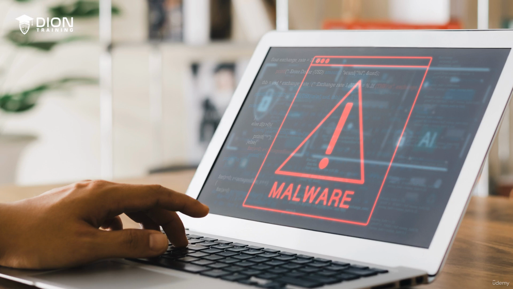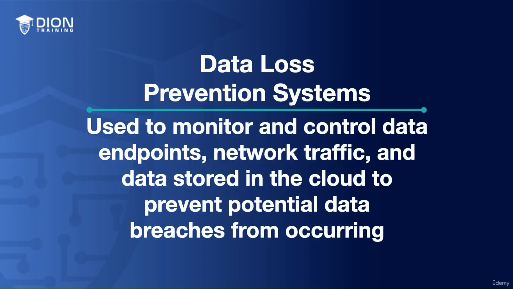By sending the malware alert data to our SIEM, our security teams can identify and address this issue more proactively by checking the rest of your systems to determine if the malware infection is spreading across multiple systems across your network, or if it's isolated to this one server that you're suspecting. Now, second, we have data loss prevention systems.